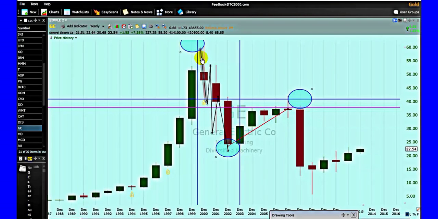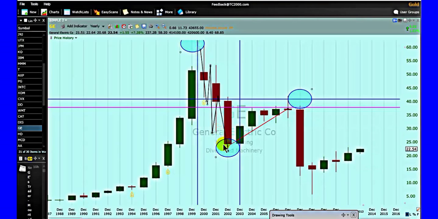But the tip that I want you to remember is that when the A corrective move is divided into 5 subwaves, there is a high chance that the B corrective move will fail to go above the 50% or the 61.8% retracement of the A corrective wave. Let me explain myself. From here to here, this is the A corrective move.